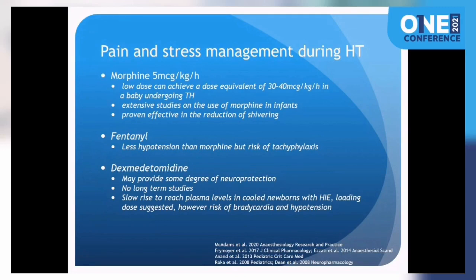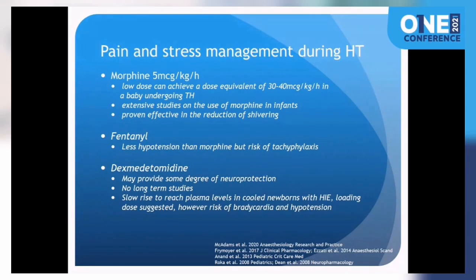There have been extensive studies on the use of morphine in infants and its safe short-term use. We stop the infusion prior to the rewarming phase because as the babies warm up, they may metabolize the morphine more readily. We have seen in our infants that they actually seem to be hypoventilating a little bit in that rewarming phase, so a decision was made to stop it before we start warming. Morphine has been proven to be effective in the reduction of shivering, and our overall goal is sedation to help quiet that brain.